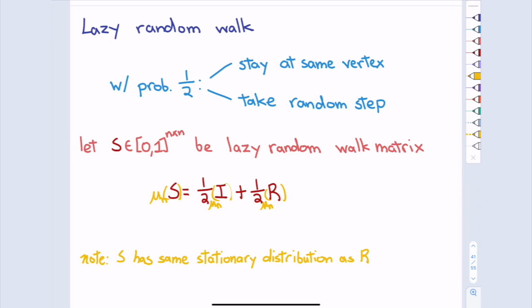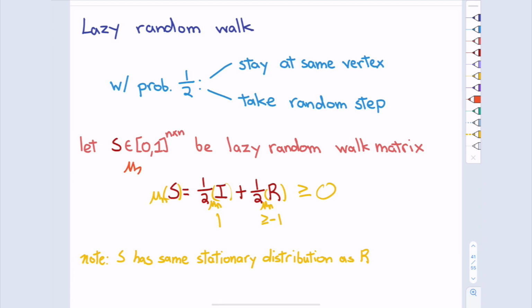Okay. Now, we know that this thing is at least -1, and the issue is it might even be -1. But what's the minimum eigenvalue of I? 1. Okay. So that means this thing is at least 0, I guess. So the lazy random walk is going to have very nice eigenvalues, right? All right. So what about mu2?